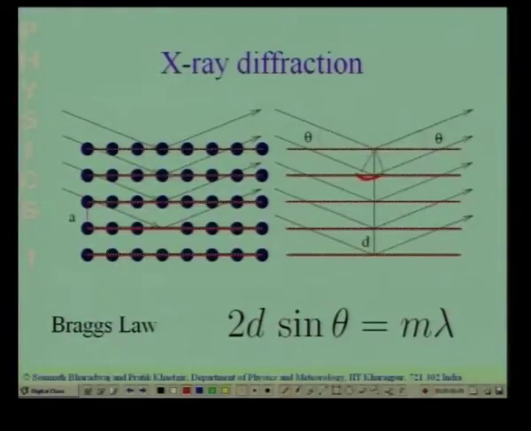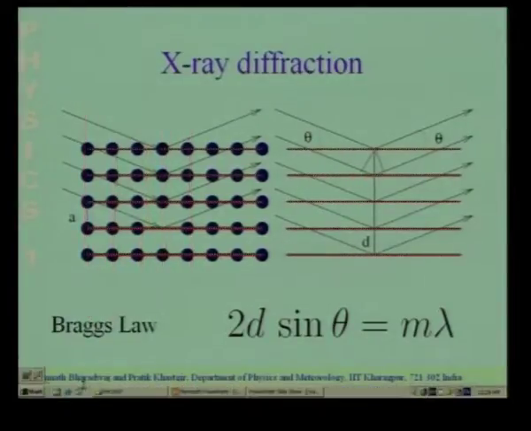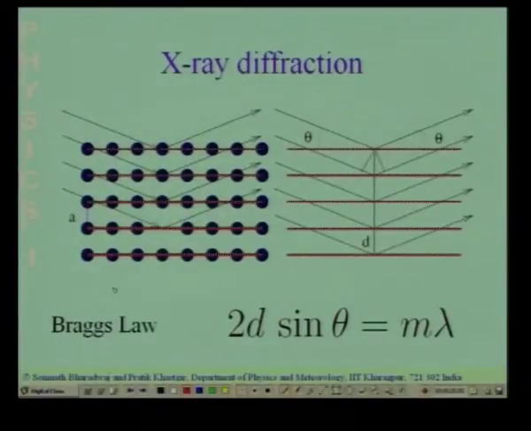You can have many sets of planes. This is one possible set of planes. You could also have planes like this, and you have to consider all such possibilities. This is one possibility which I have shown here. So, we are considering only one possibility, and you will get a maxima if this condition 2d sin theta is equal to m lambda is satisfied.